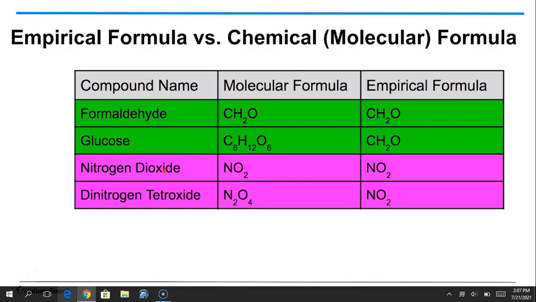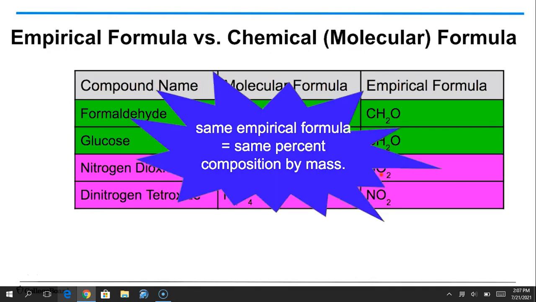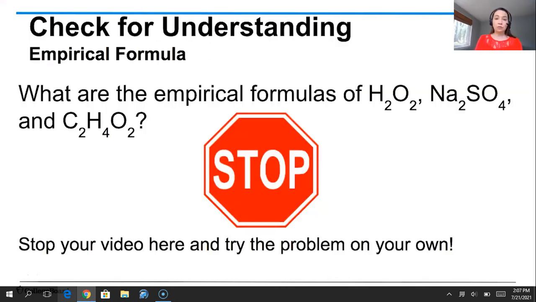And then another example is nitrogen dioxide and dinitrogen tetroxide that we talked about earlier. They both have the empirical formula of NO2. And just to reiterate, if they have the same empirical formula as these pairs do, then they have the same percent composition by mass. All right, let's finish up with a little practice determining empirical formulas. So I'd like you to stop your video and try to find the empirical formula of H2O2, Na2SO4, and C2H4O2.